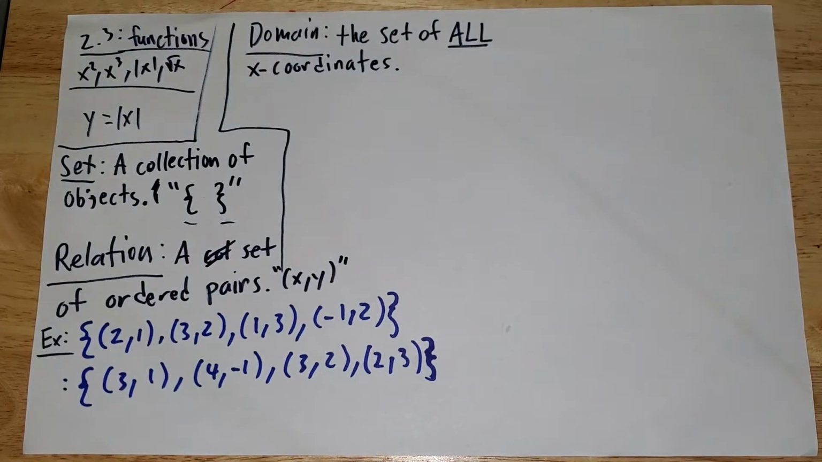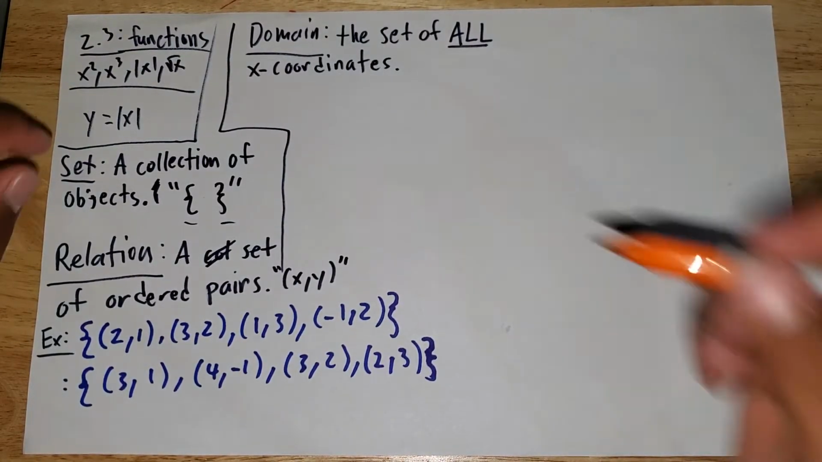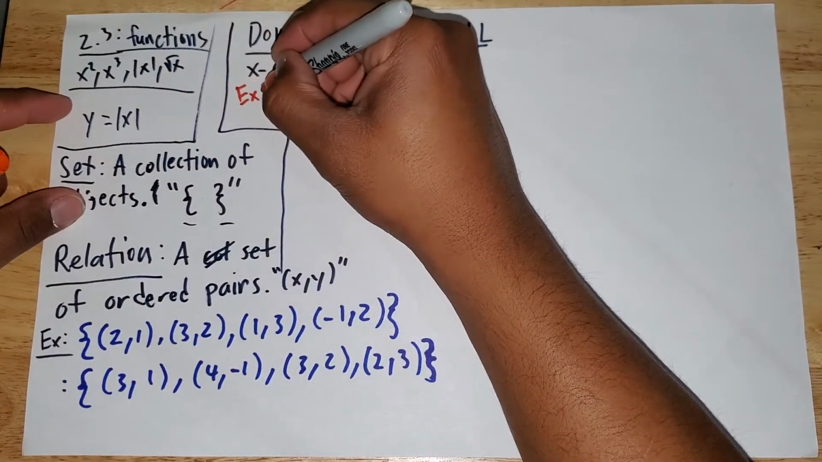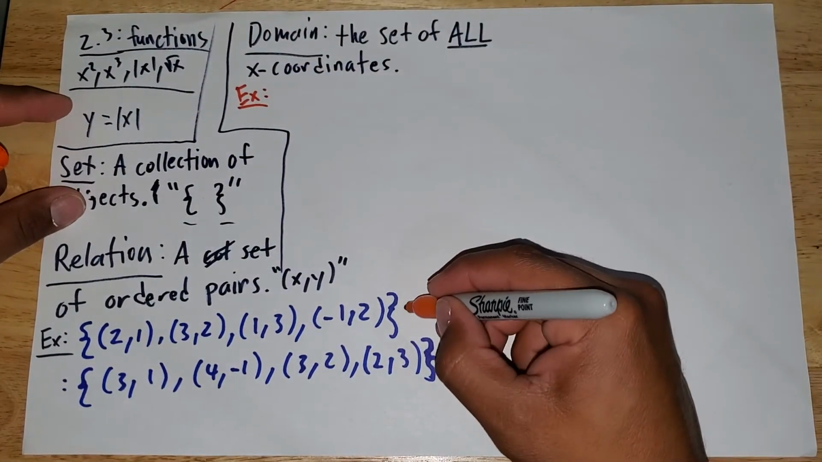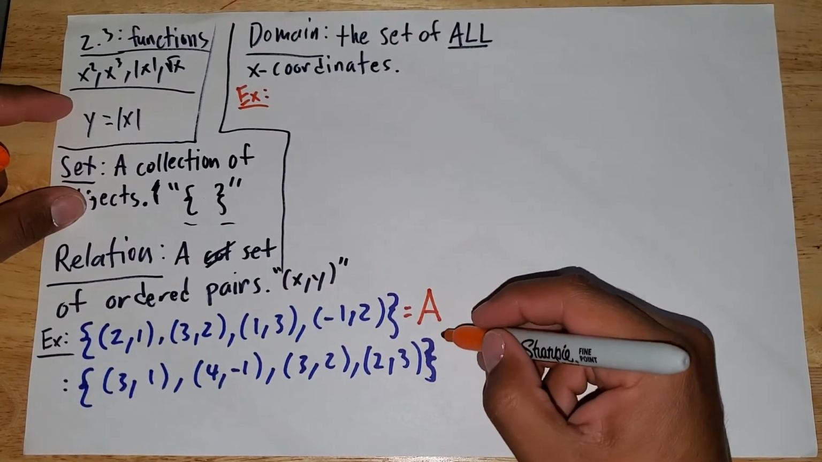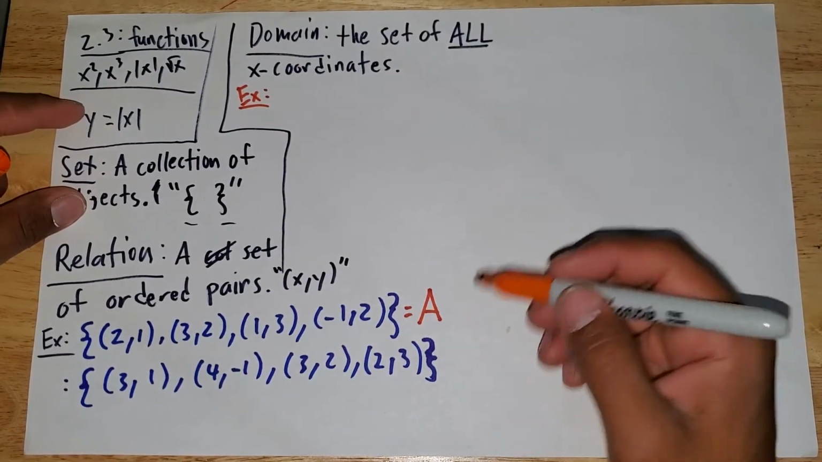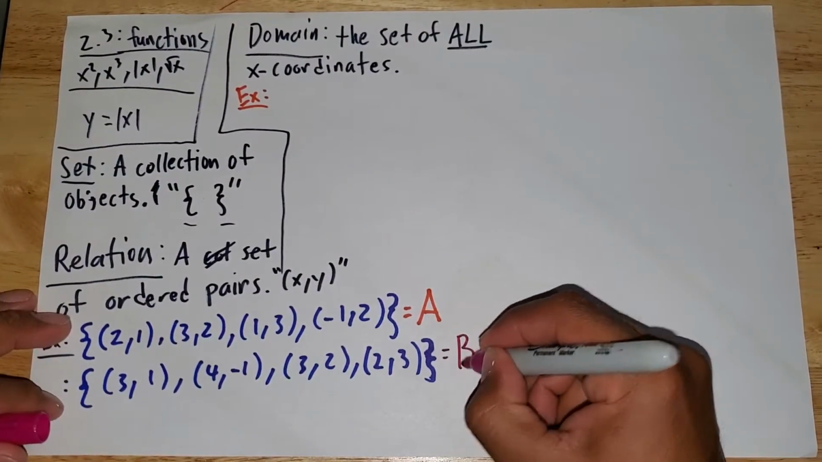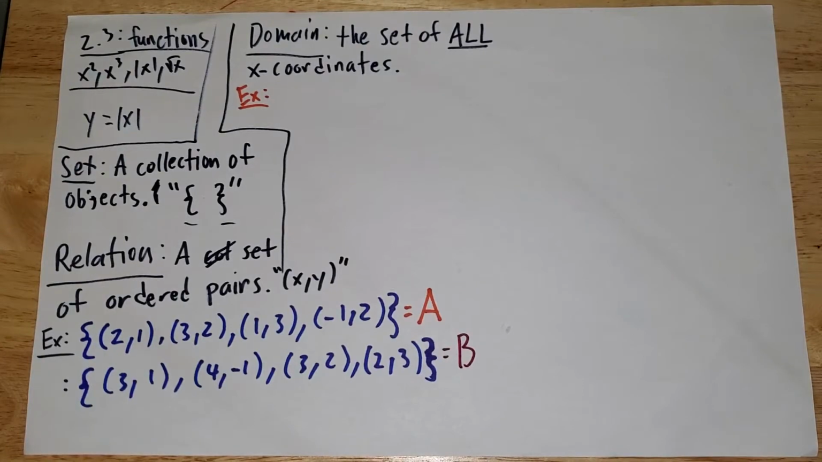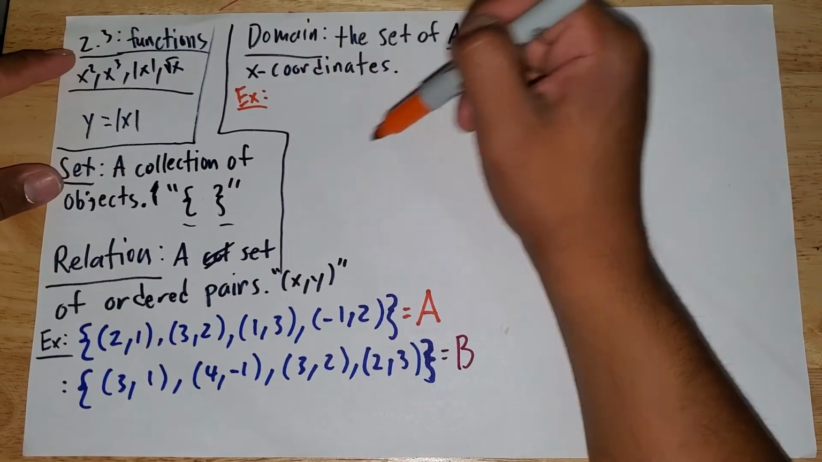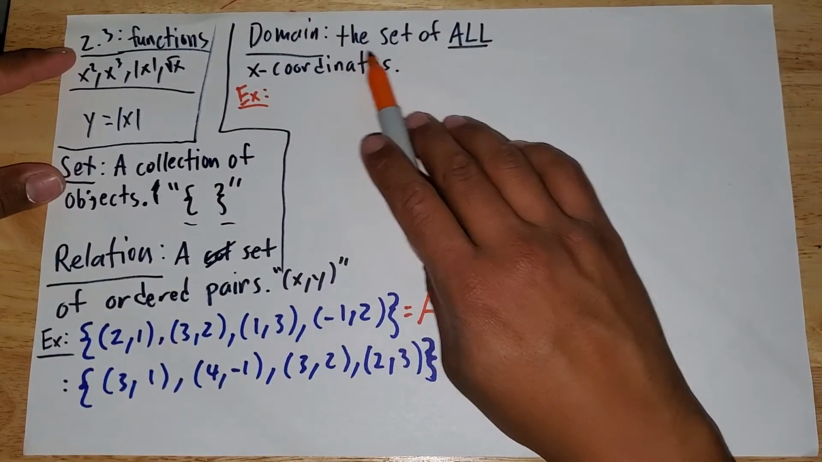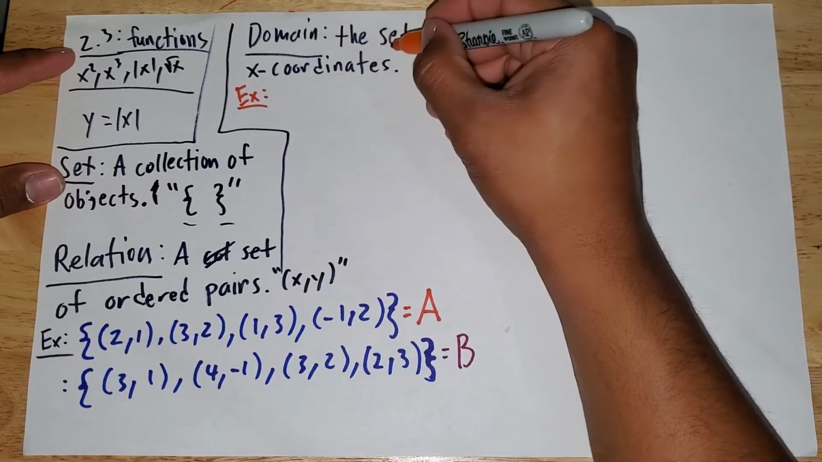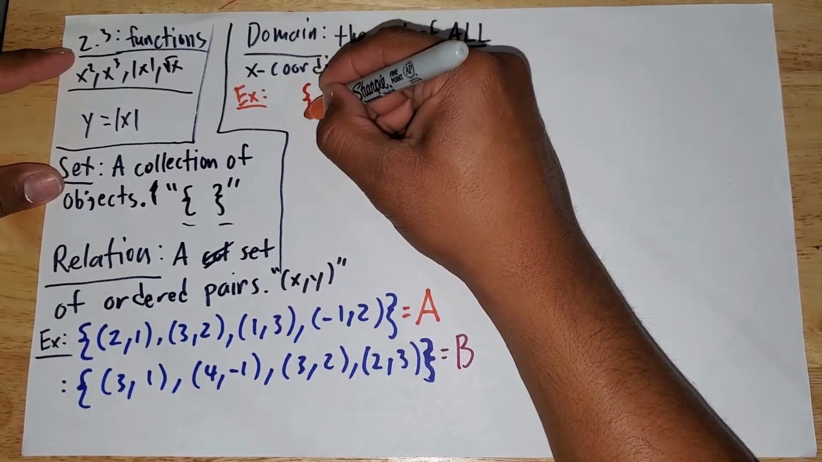So what does this mean? I can show you. For example, let's say this is set A, and we'll talk about this as set B. I'll use a different color. Let this be set B, just giving them names so we can reference them. If I'm going to do the domain of A, it is the set of all x coordinates. Remember, it's still a set, so we have to use set notation.